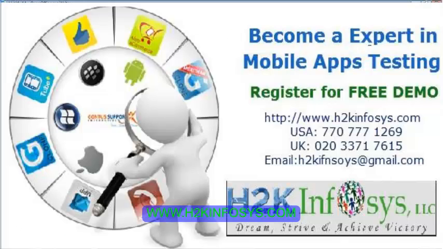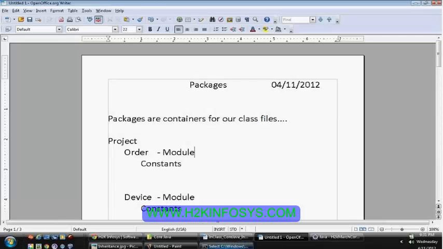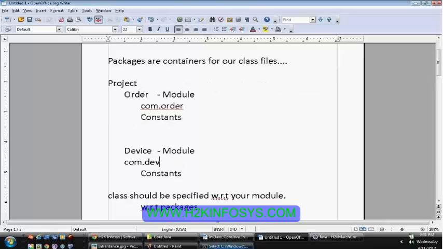So in our case, if one developer says com.order is my package, and another says com.device, and under com.device he specifies the constants file, and under com.order he specifies the constants file, he can easily specify for all his classes that he wants to access the constants file from com.device. And here he can say that he wants to access the constants file from com.order.